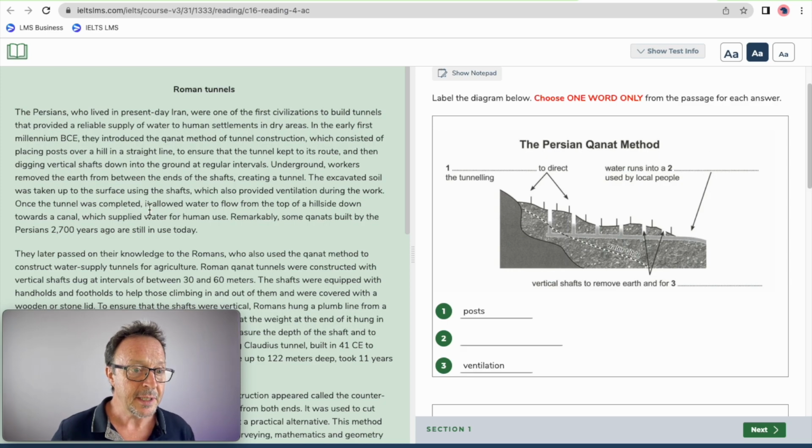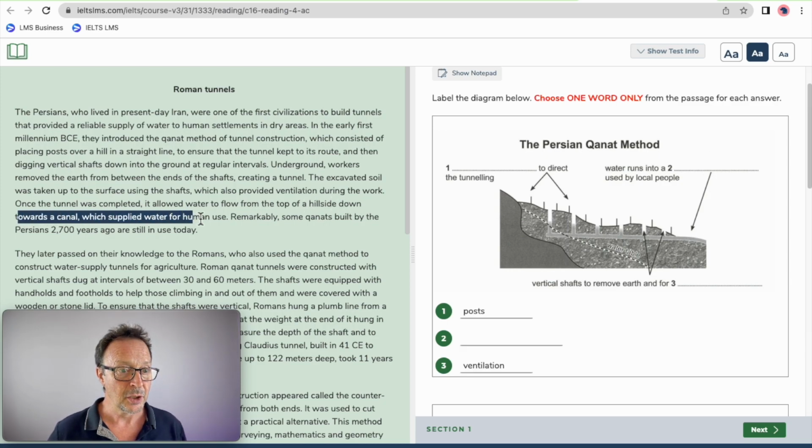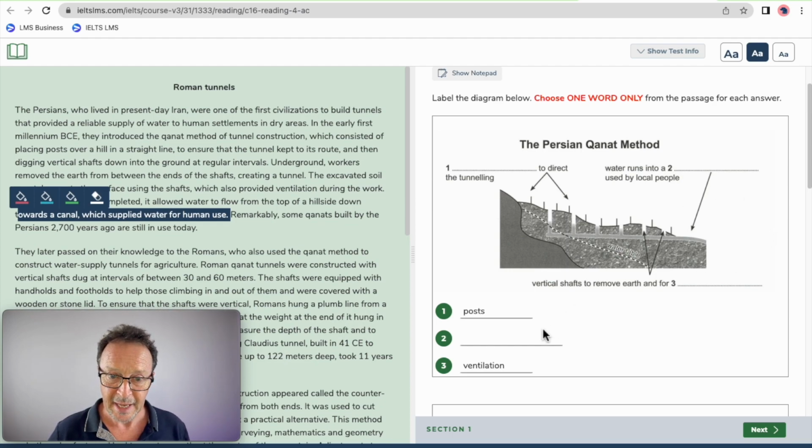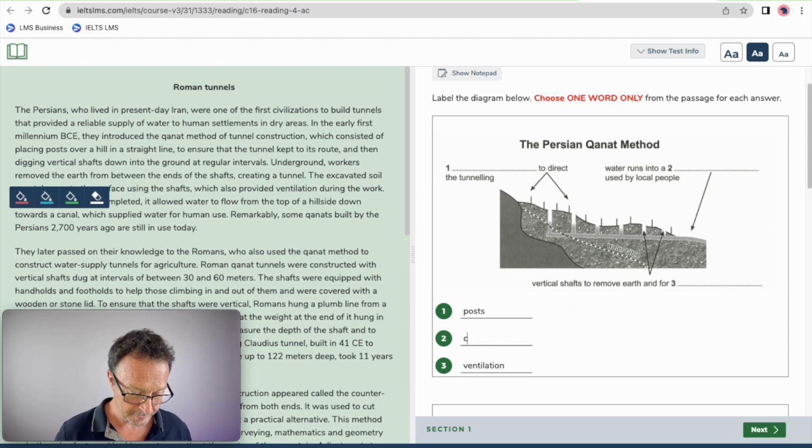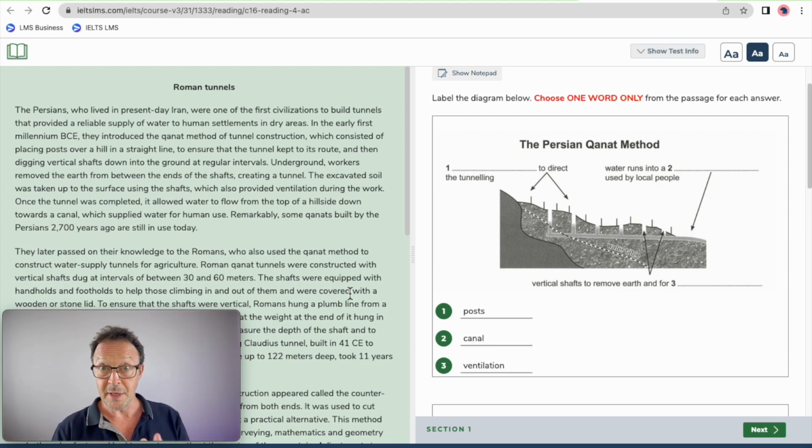Once the tunnel was completed, it allowed water to flow from the top of a hillside down towards a canal, which supplied water for human use. Canal, human use. Water runs into a canal used by local people. So I kind of guessed that when we started off. Canal. Okay, so those answers I think are good.